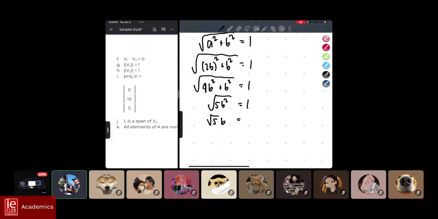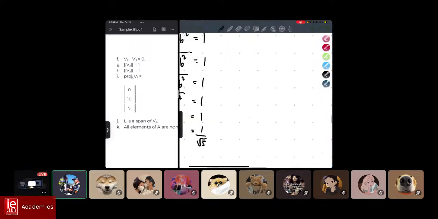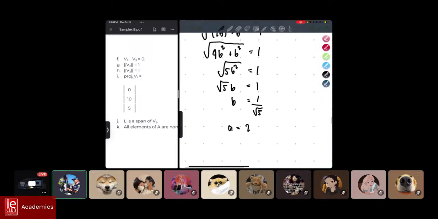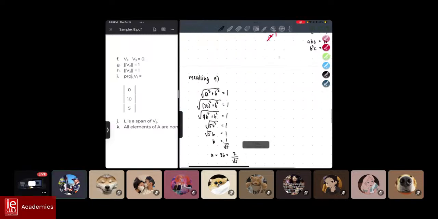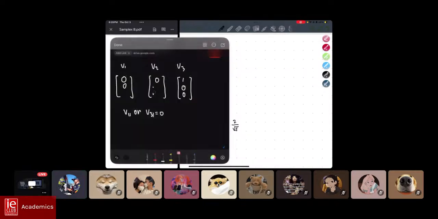Separating, taking out the B, square root of 5B equals 1. And therefore, B is equal to 1 over square root of 5. And since 2B is equal to A, we also know that A is equal to 2B, which is 2 over square root of 5. So now we have information for V2. V2 has B as 1 over square root of 5, and A as 2 over square root of 5.